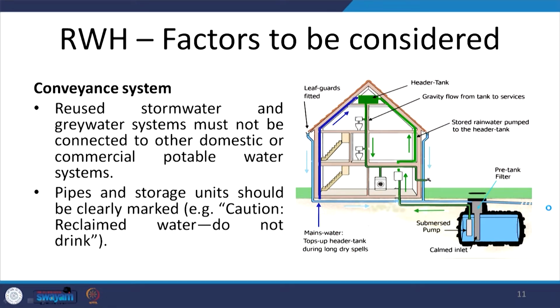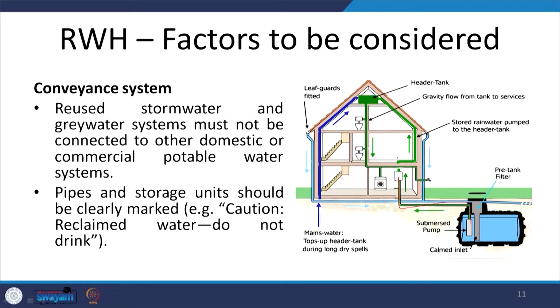The next is conveyance system. So, we may use this rainwater for all the non-potable purposes. Now, this has to be decided. We may be using it for non-potable purposes, because in case we want to use it for potable purposes, then it needs to be filtered appropriately in order to treat the water to potable limits. In the majority of cases we do not treat the rainwater to reach the potable limit, and hence we have to have a separate conveyance system.